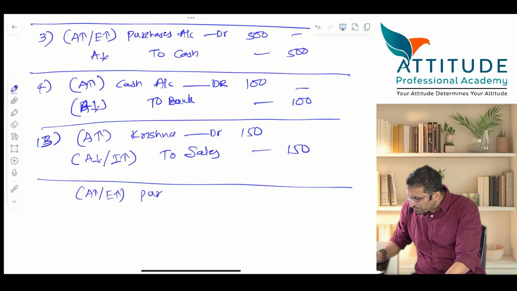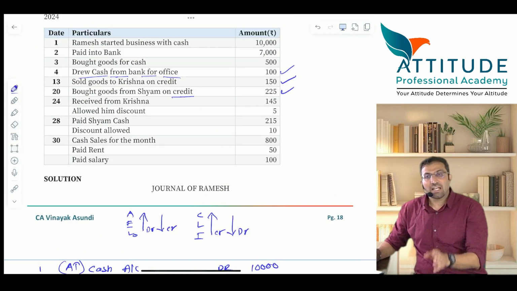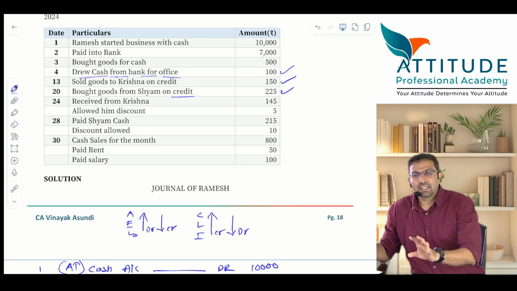Purchase account debit. What did you give? You have not given cash, sir. You have not given cash. Look at this. It is on credit. Whom did you make a promise to? What did you do to make the promise?